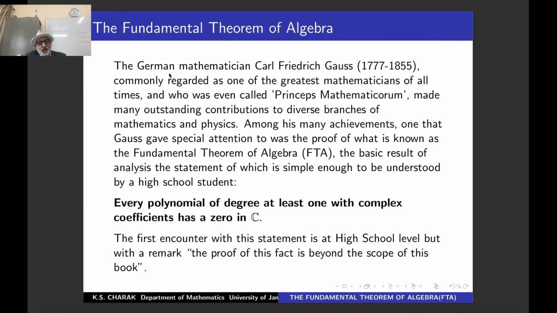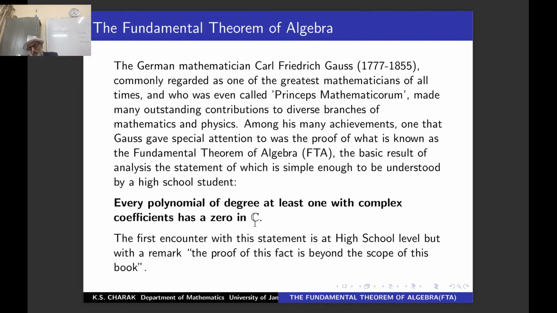This was the theorem about zeros of polynomials. If you look at this bold statement here, this one: every polynomial of degree at least 1 with complex coefficients has a 0 in C. C is the set of complex numbers, or the field of complex numbers, we can say. So this is the statement.